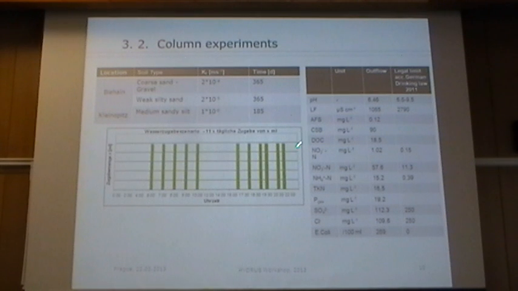And here are the parameters measured in the lab, and this is what comes out in the outflow. And here in the last column, you see that some parameters are above the legal limit. So for example, nitrate and ammonium and so on.